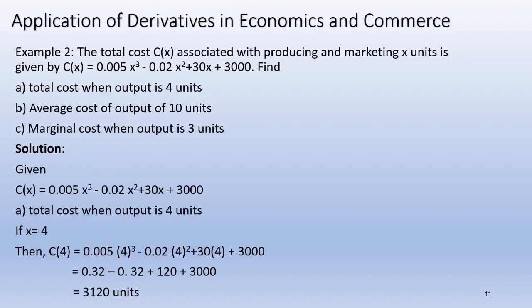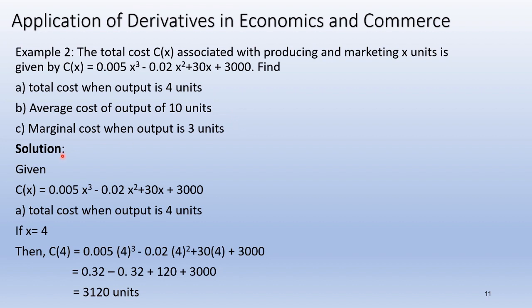Example 2. The total cost C of x associated with producing and marketing x units is given by C of x is equal to 0.005x cube minus 0.02x square plus 30x plus 3000. Find A, the total cost when output is 4 units. B, the average cost of output of 10 units. C, the marginal cost when output is 3 units.